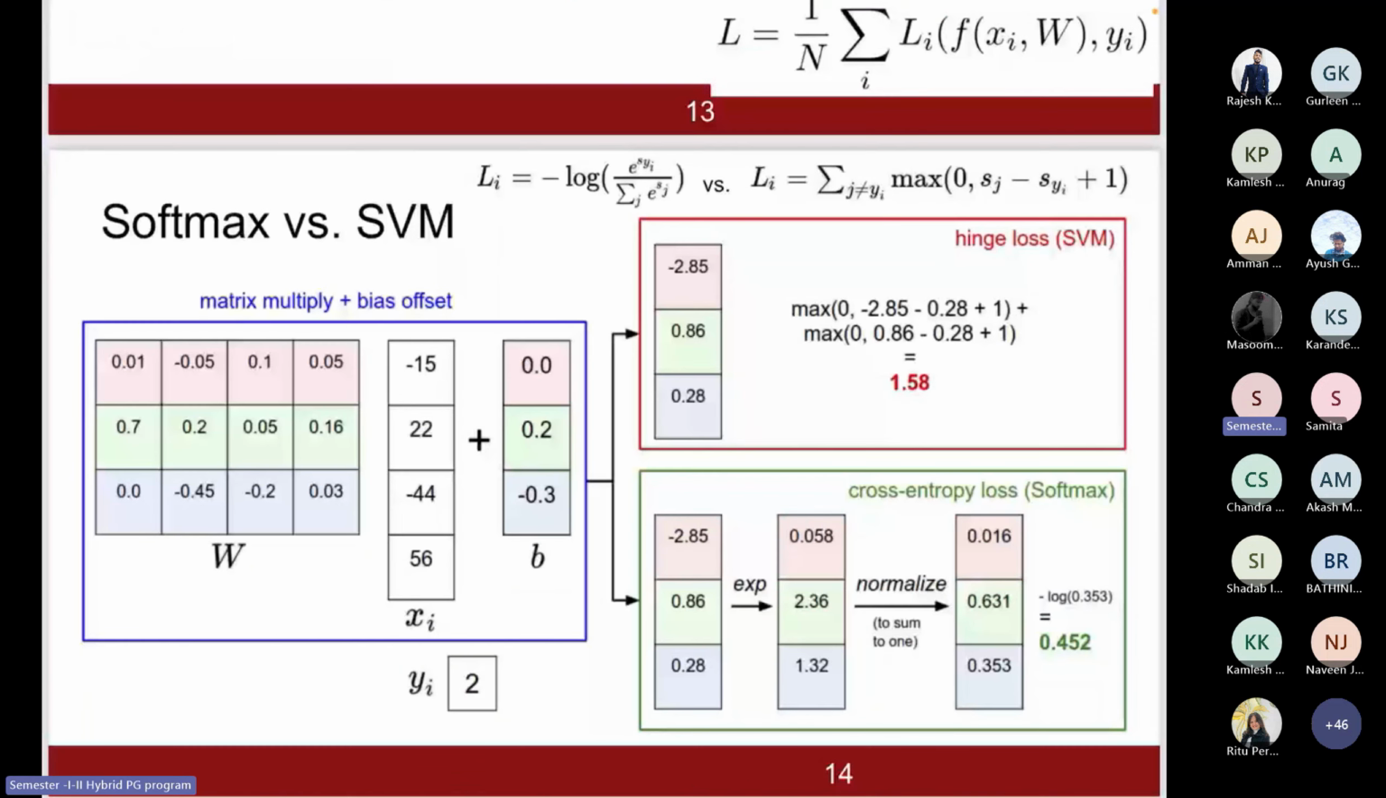In the last class, we were talking about loss functions, and we went through softmax and SVM, and we have seen what the advantages of SVM over softmax are, and what the advantages of softmax over SVM are. So those things we already have seen in the last class.